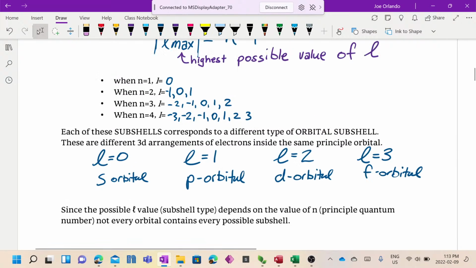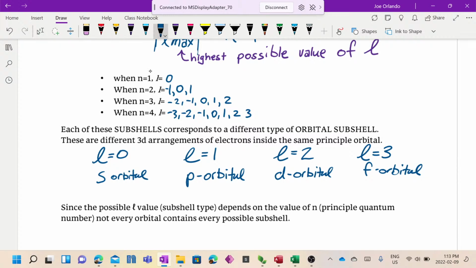This is true. So now, keep in mind that if you're in n equals 1, because the only possible value of L is 0, in the first orbital, what type of orbital is present? Only an s orbital. Whereas in the second shell, you can have an s orbital or a p orbital. Does that make sense? And then, in the third shell, you could have an s orbital, a p orbital, or a d orbital. And when n equals 4, you could have an s, p, d, or f orbital. Does that make sense? As the orbitals get bigger, you can fit more subshells into them. It's a bit of an oversimplification, but it works. Does that roughly make sense?